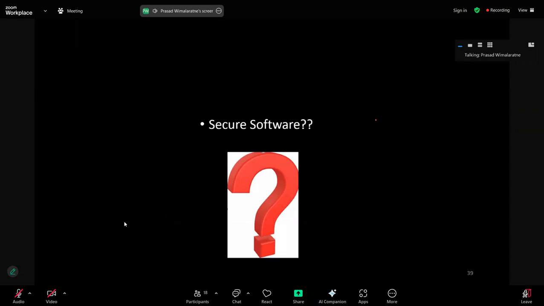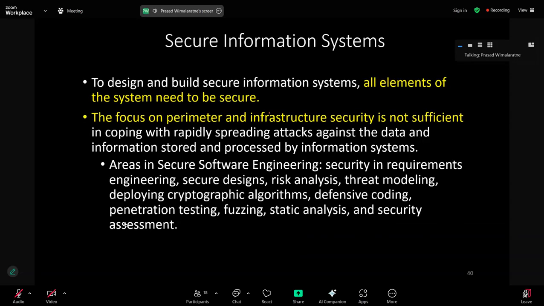So in the next part of our discussion, we will be looking at another key concept that we need to understand from the first lecture: what is this concept called secure software? Software security is something we have probably seen in other courses already. So secure information systems is what we are talking about here.